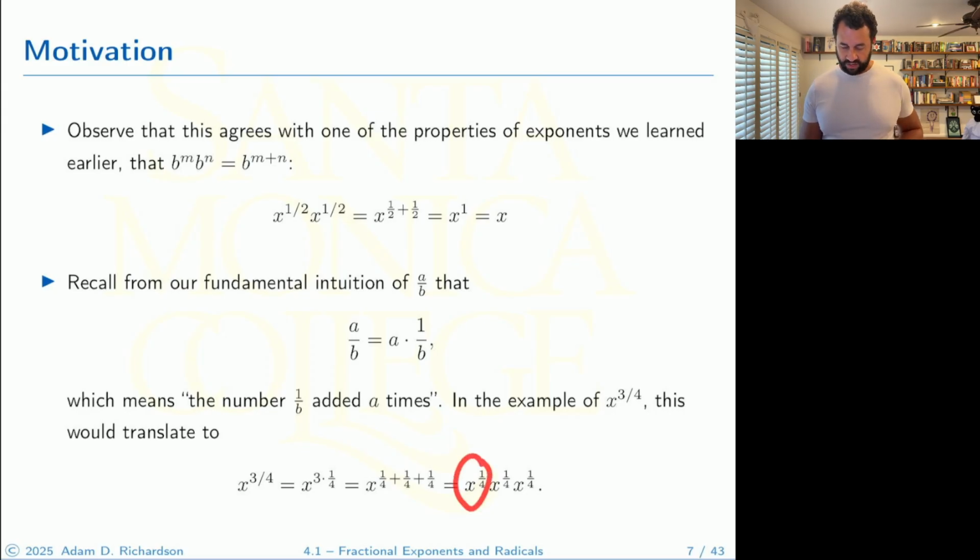So here this is like saying you have a quarter factor of x, another quarter factor of x, another quarter factor of x. So how many factors of x do you have? Three quarters, right? Three quarters. So again, these exponents are like counting factors, right?